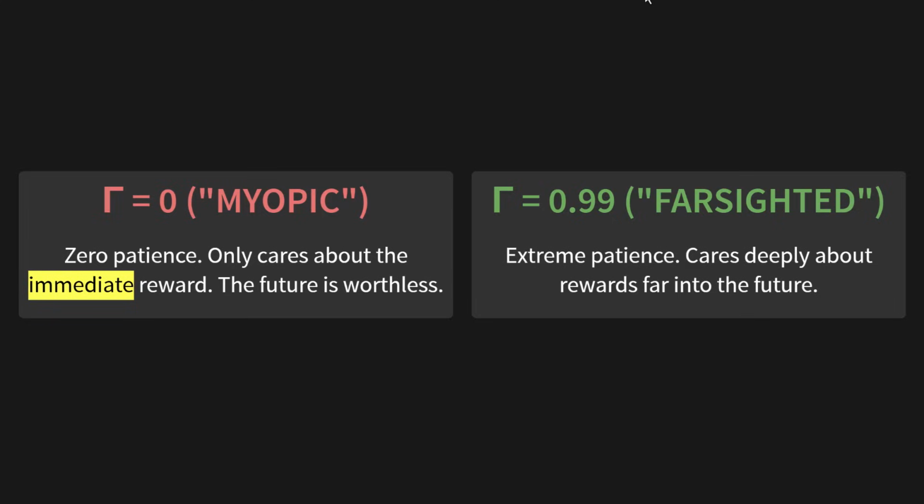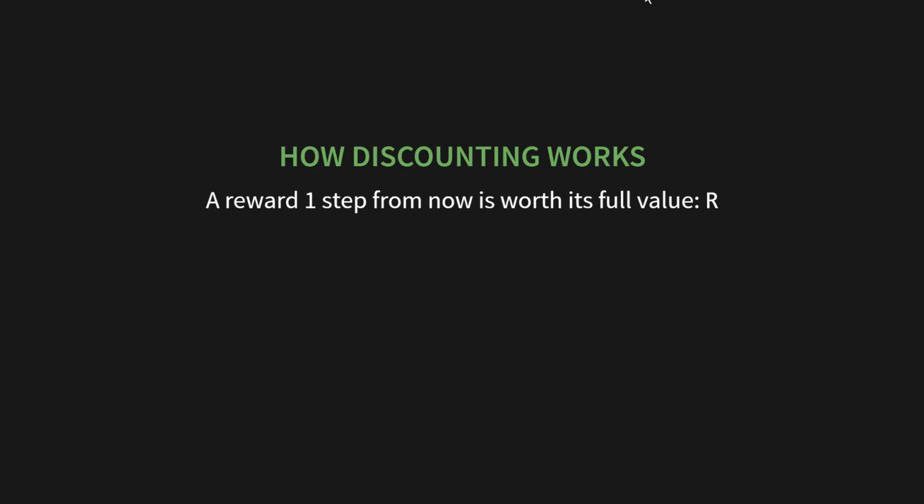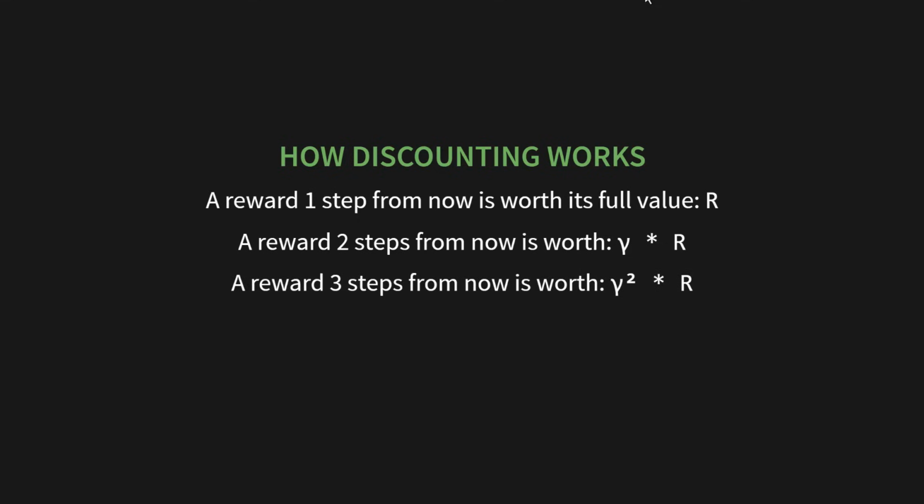So here's how this discounting works. A reward you get 1 step from now is worth its full value. A reward you get 2 steps from now is only worth gamma times its value. And a reward k steps into the future is only worth gamma to the power of k minus 1 times its value. Each step into the future chips away at the reward's value.